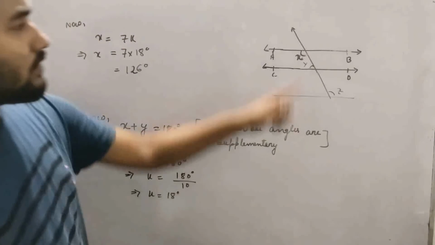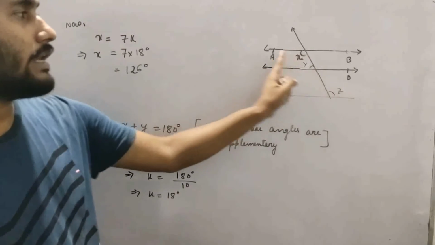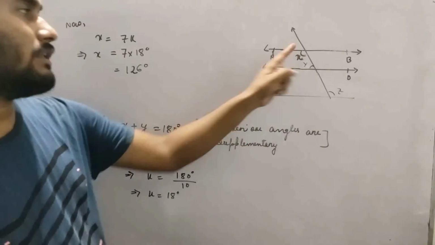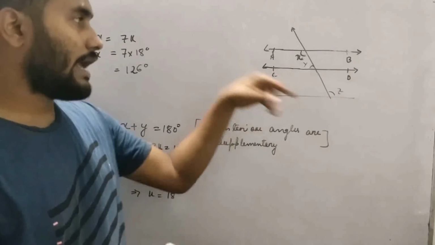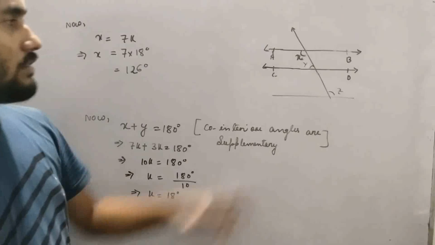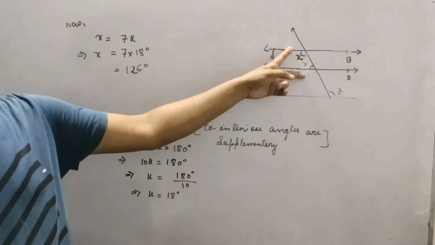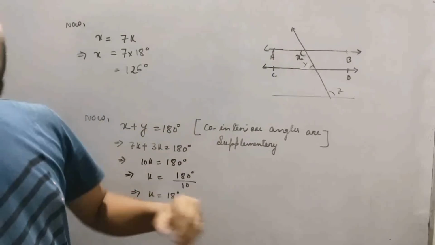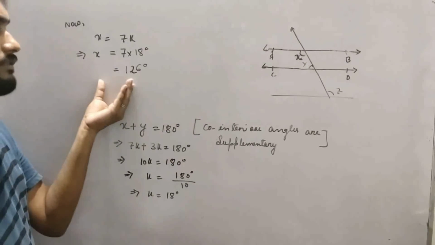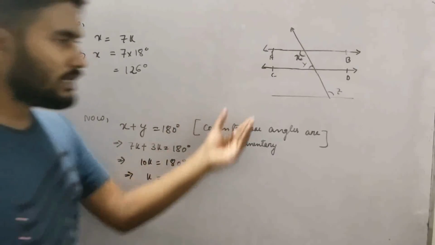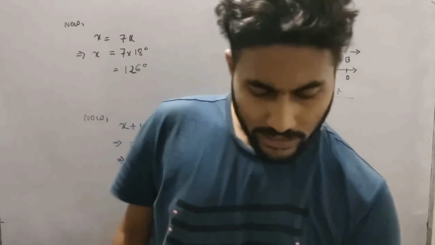So understood? X and z are alternate angles. So in place of z I will use x. If z was 7k, then x will also be 7k. Then these two angles are co-interior angles. If I add these two angles, they will be 180 degree. And that's how I will find x.